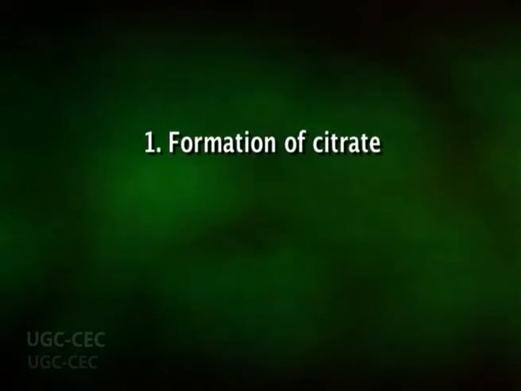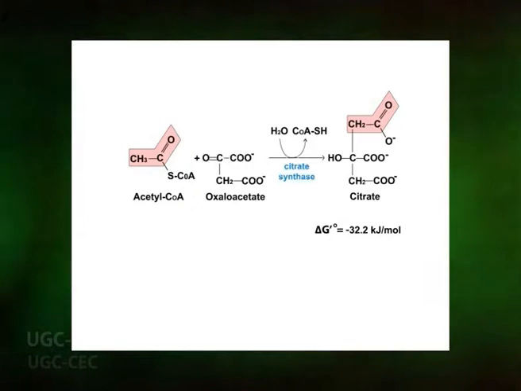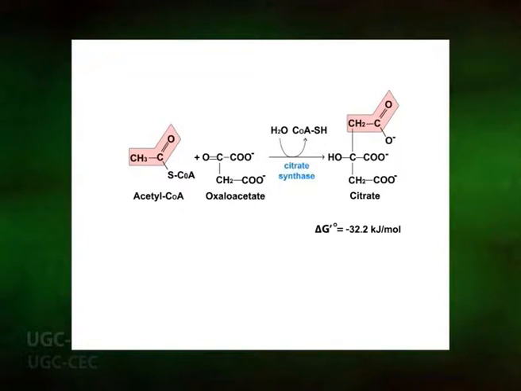Formation of citrate. The cycle begins with the condensation of oxaloacetate and the acetyl group of acetyl coenzyme A to form citrate. This reaction is catalyzed by citrate synthase. However, during this reaction, an intermediate citroyl coenzyme A is formed, the hydrolysis of which makes the forward reaction highly exergonic. The large negative energy change associated with citrate synthase is essential to the operation of the cycle.